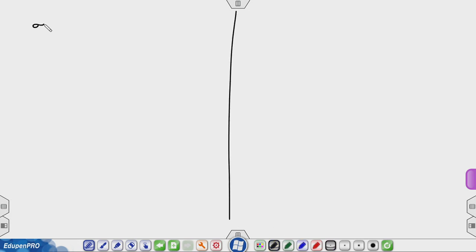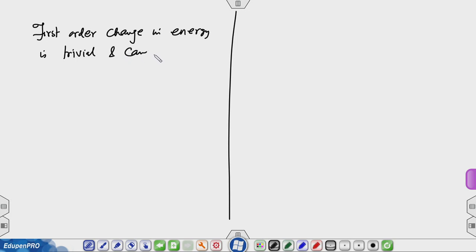So, we can conclude that first order change in energy is trivial and can be taken to be 0. Now, we come to second order.